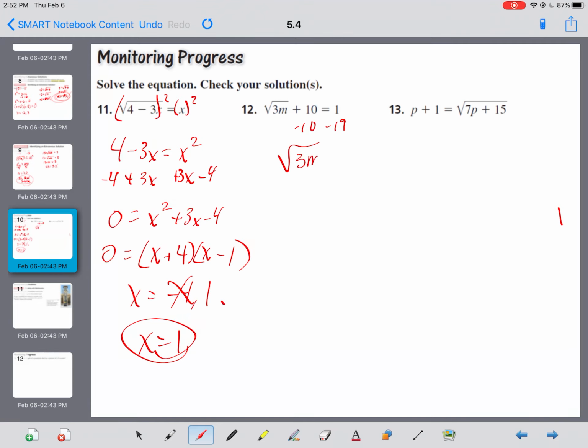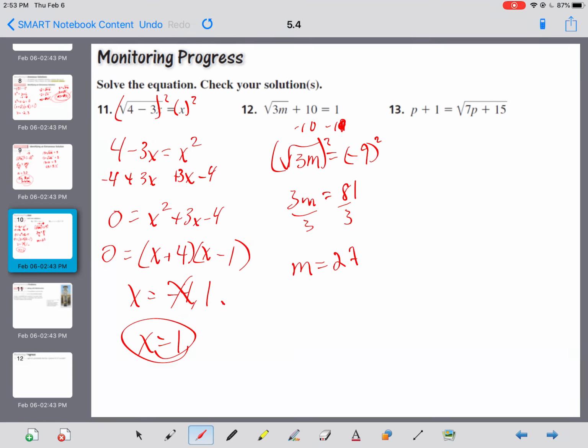Subtract 10. The square root of 3m equals negative 9. I was thinking ahead. The square root isn't going to be a negative. This is where you could be like, it's already not going to be a real answer. Because once I square both sides, I get 3m equals 81, then we divide by 3, and we get m equals 27.